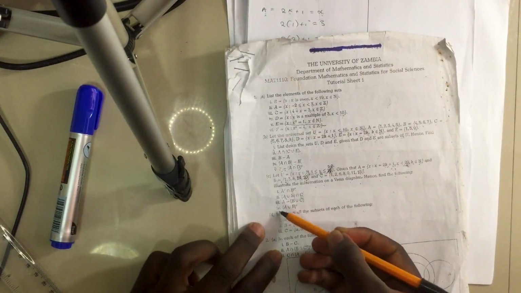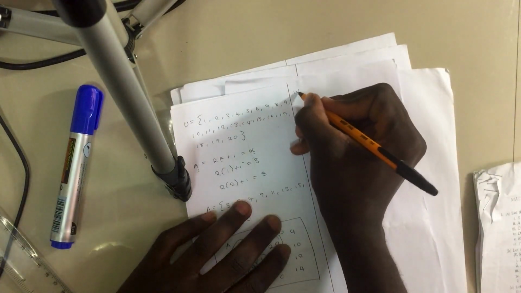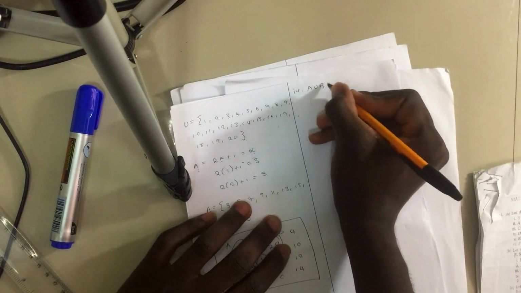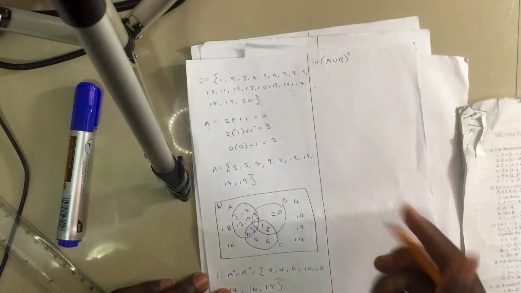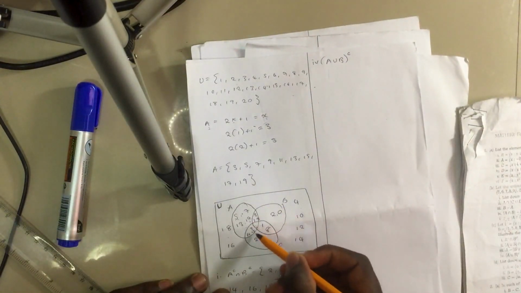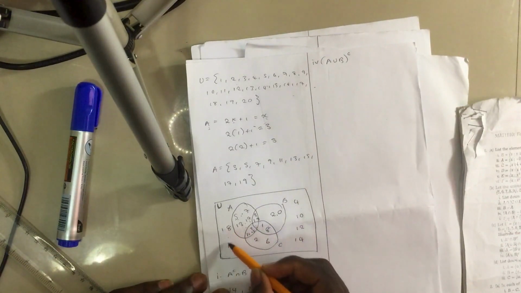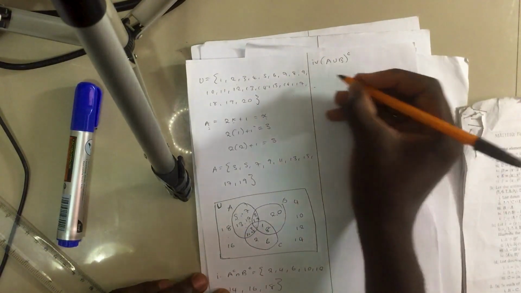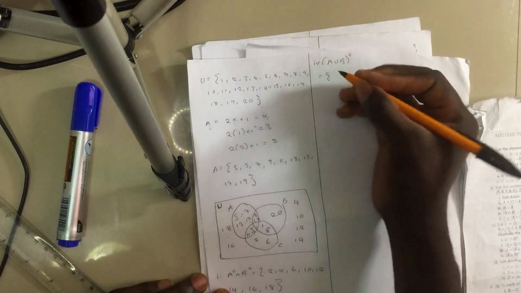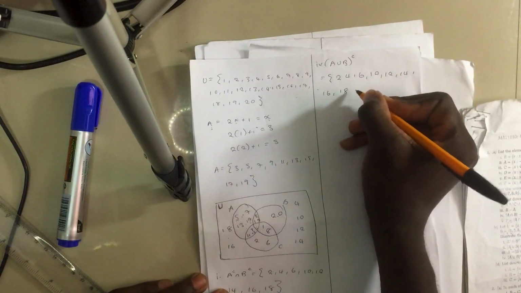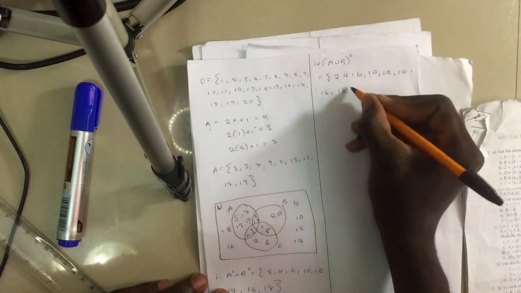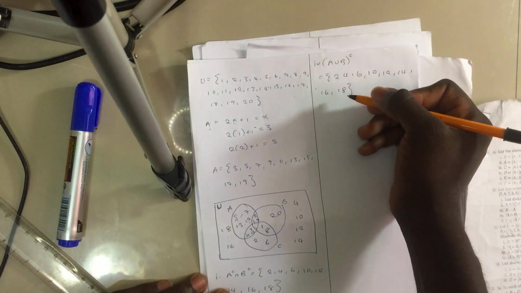Okay, so we can move on to the next question, which says A union B complement. Roman numeral 4, A union B complement. All we're looking for is A in union with B complement, which is just everything outside here. So that's our A union B complement, which is going to be equal to 2 and 18. All right, so that's our final answer.